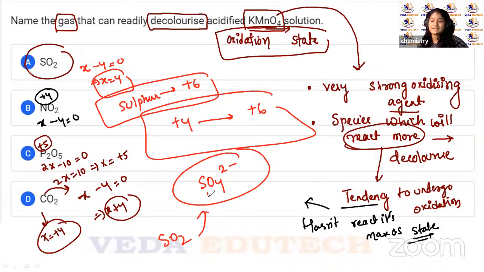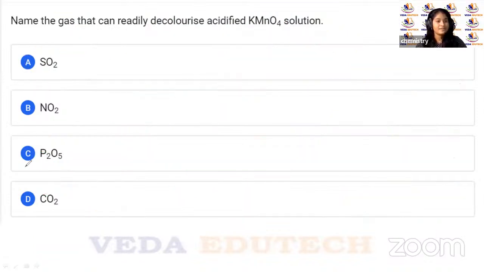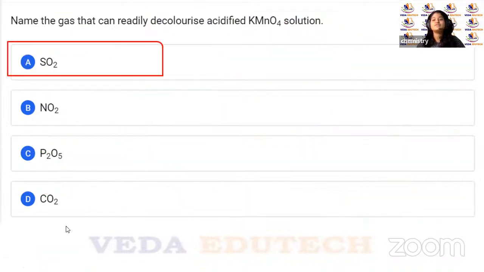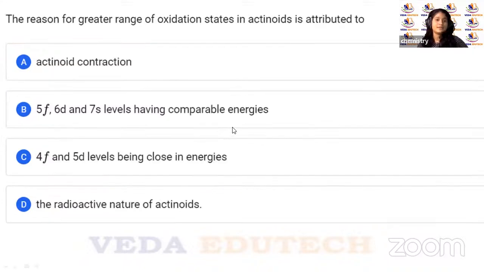Now this is going to be your x. x minus 8 equals minus 2, which implies x equals plus 6. So this is going to change. As this is going to change, this is going to decolorize. Yes or no, children? So that is going to be your answer, which is option A. Good question. Okay, now try this, children.